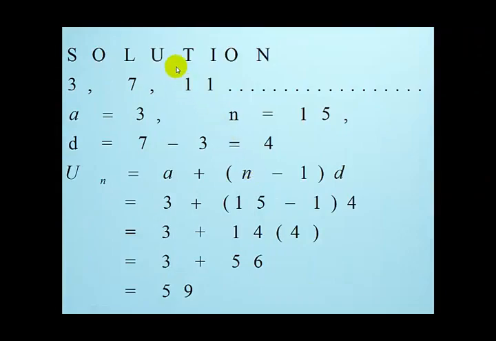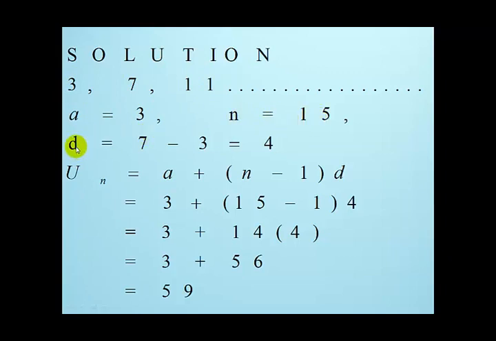Now, solution. From the question, we were given the sequence 3, 7, 11. Take note that the terms of a sequence are separated by commas. So we have 3, 7, and 11. Now when we look at this sequence, the first term of the sequence is 3. That is why A is equal to 3. And from the question, we have to find the 15th term, and so n is equal to 15. Now D is the common difference.